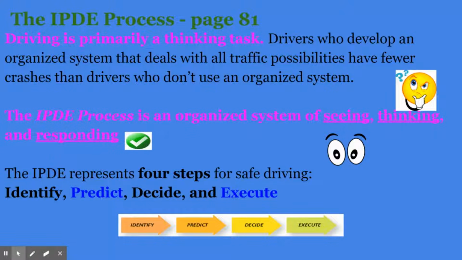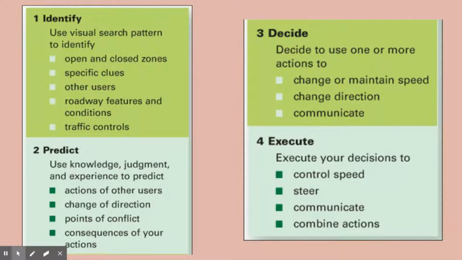Okay, it is 4 steps. I for identify, P for predict, D for decide, and E for execute. So what are we identifying? We are going to use a visual search pattern to identify open and closed zones. We're going to identify specific clues, other roadway users, roadway features and conditions, and traffic control such as stop signs and traffic lights. We need to predict.